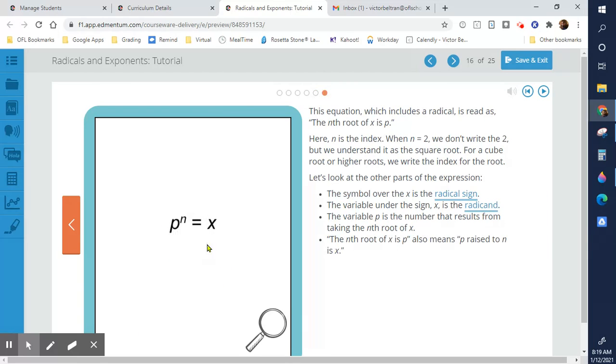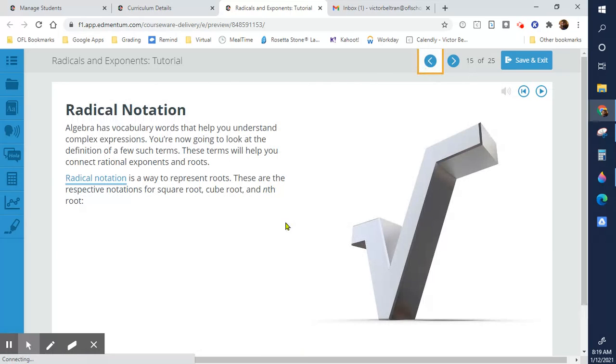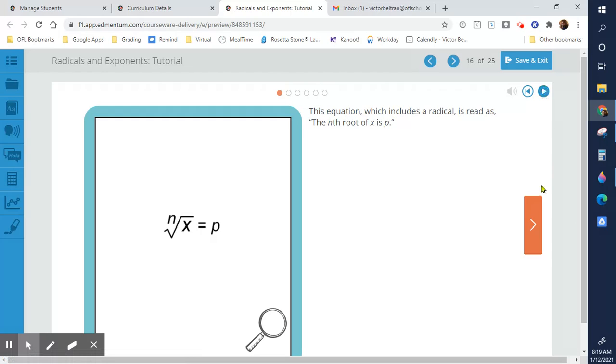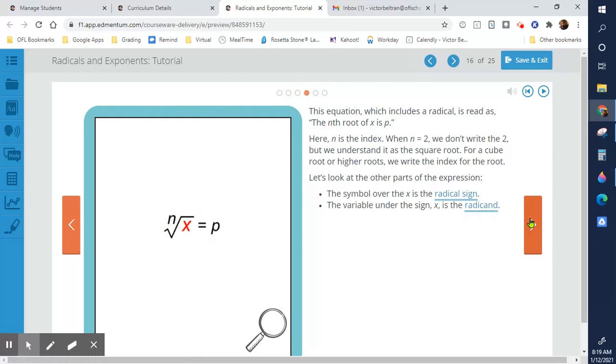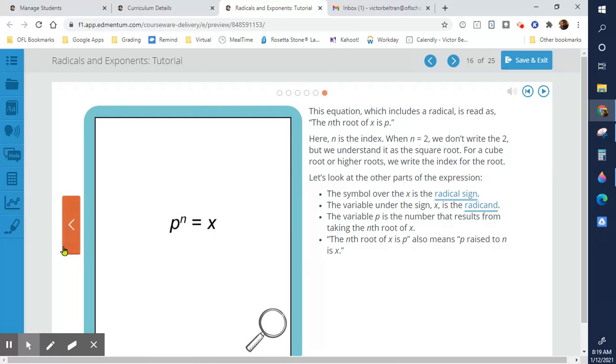All right, and then we can write it in exponent form. So p to the nth power is x. It's a quick way of relating roots with exponents. So you can write it this way, the nth root of x is p, or you can write it this way where it's p to the nth power is x. So that's the relationship between those two.